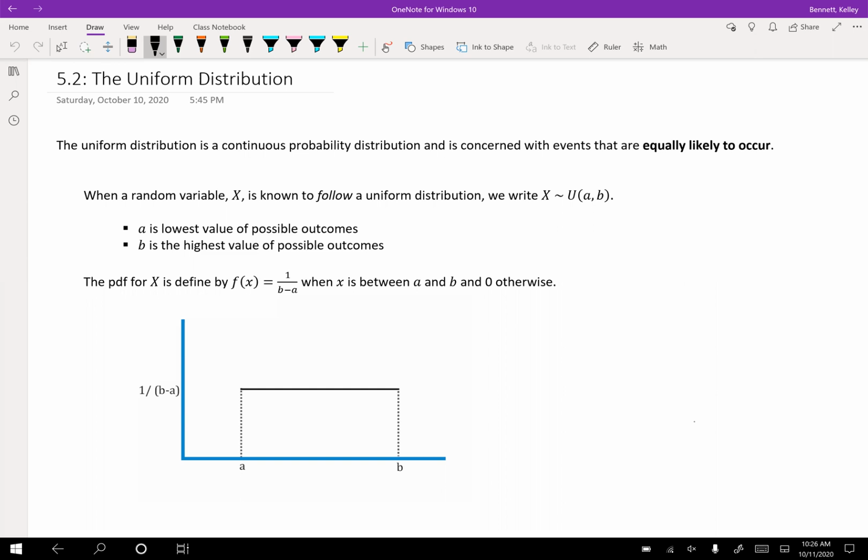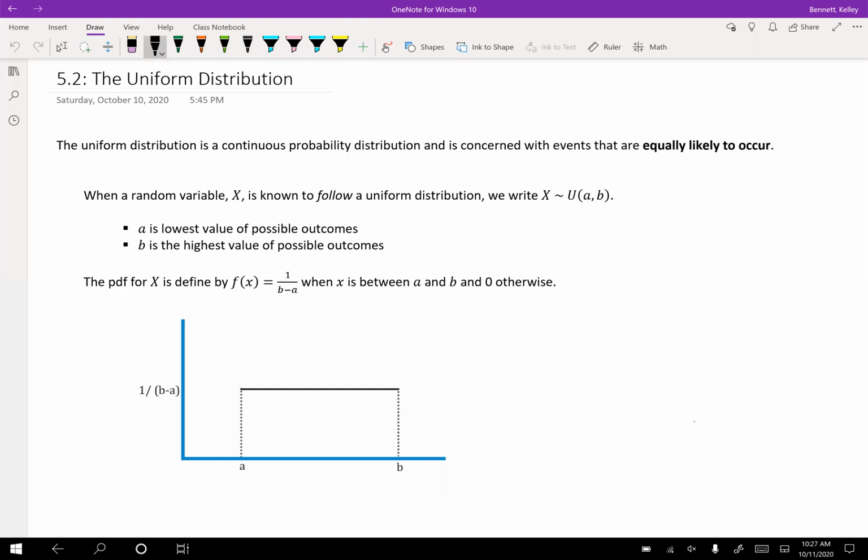So the uniform distribution is a specific type of continuous probability function or continuous probability distribution, and it's concerned with events that are equally likely to occur. So every outcome is equally likely to occur when we're talking about a random variable that follows a uniform distribution.